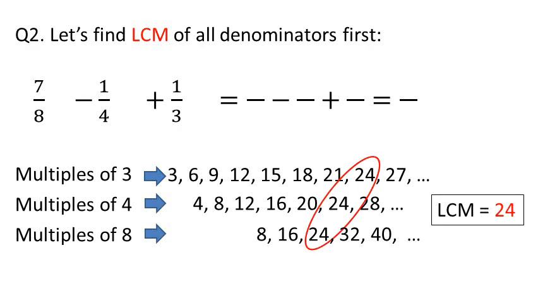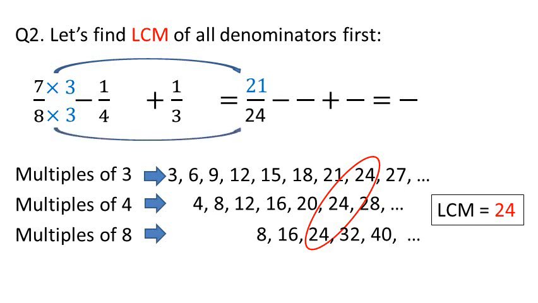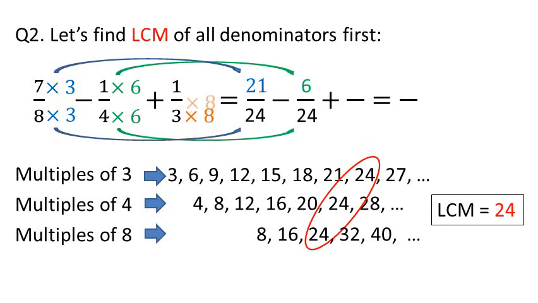So we multiply 3 to both the denominator and the numerator of 7 over 8 to get 21 over 24. In a similar way, we multiply 6 to both the denominator and the numerator of 1 over 4 to get 6 over 24. Finally, we multiply 8 to both the denominator and the numerator of 1 over 3 to get 8 over 24. Now we just calculate the numerators.